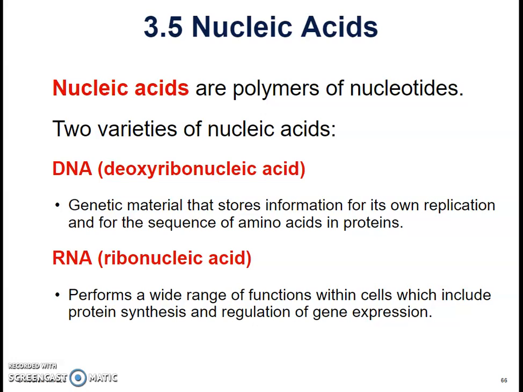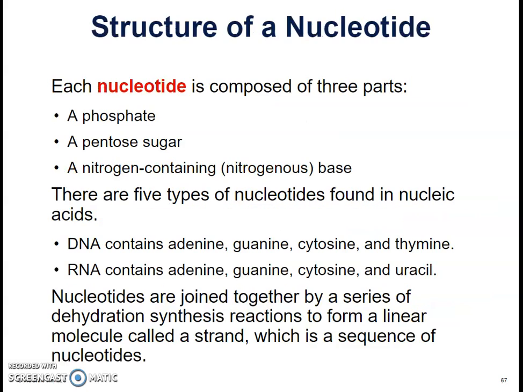Our other type of nucleic acid is RNA, or ribonucleic acid. It performs a wide range of functions within the cell, which includes protein synthesis and regulation of gene expression. So DNA stays inside the nucleus. RNA is like a half copy of DNA that can travel from the nucleus into the cytoplasm, into the cell, to do what needs to be done. So DNA is like the boss man, and RNA is like the messenger. Right? And they're both made up of nucleotides.